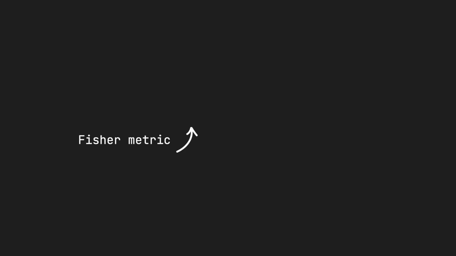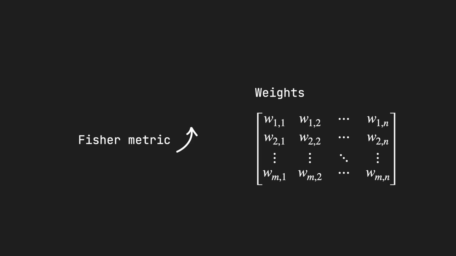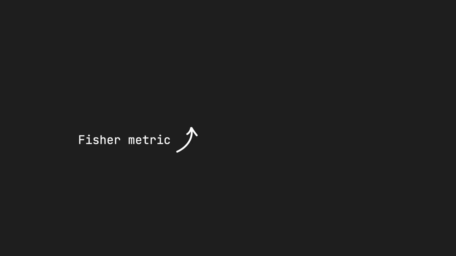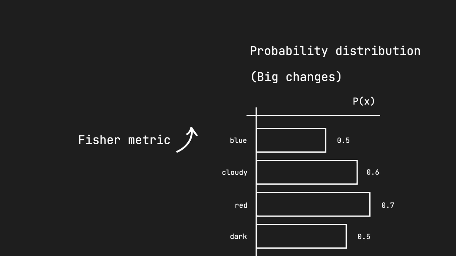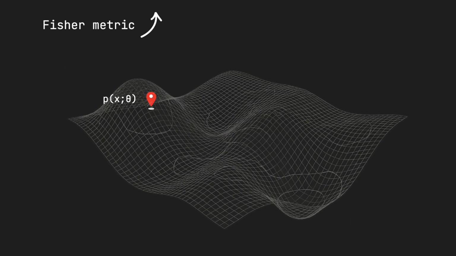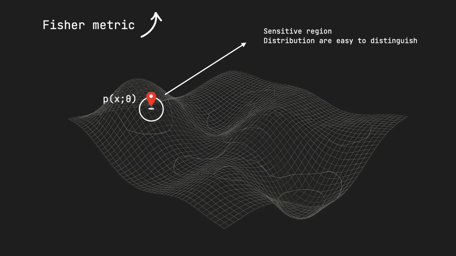And when the Fisher metric value is high, what's happening in our weights is that as we're training and making small changes, our probability distribution is making big changes. The small changes in the weights equate to big changes in our probability distribution. What this really means is that geometrically, as we're training, we're going to a sensitive region where distributions are easy to distinguish. So it gives us that insight about the geometry.